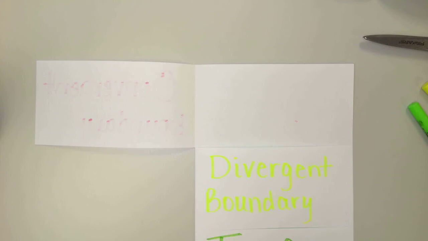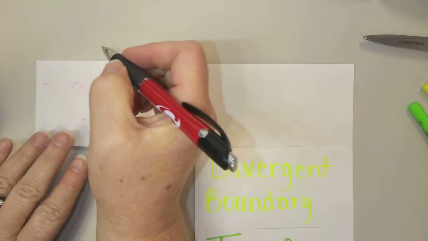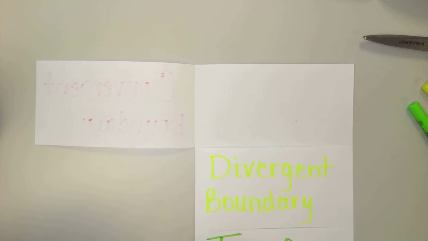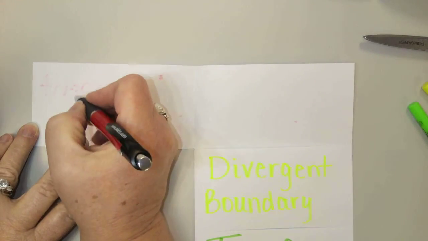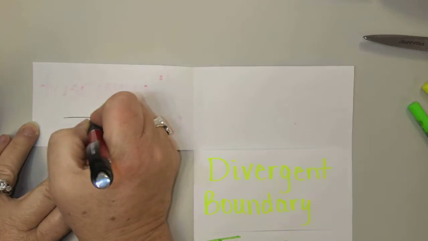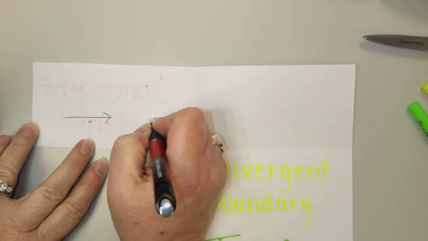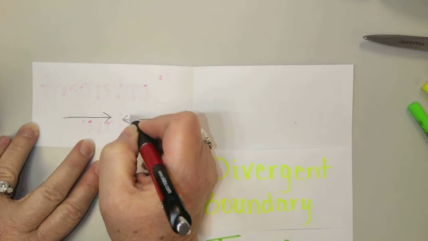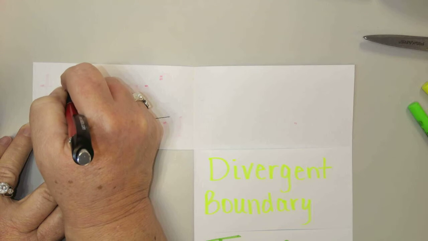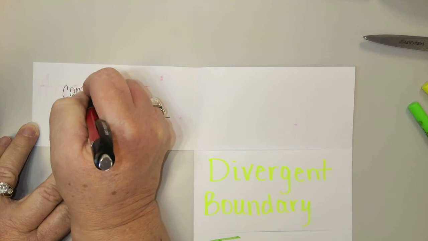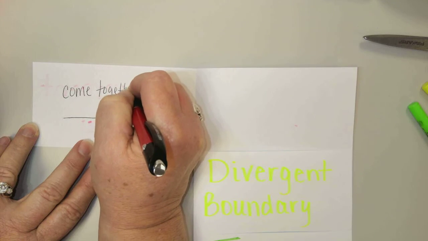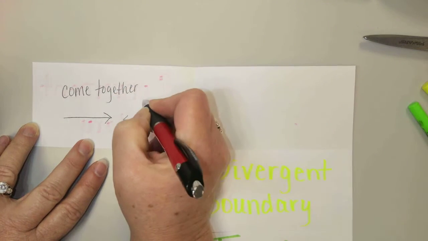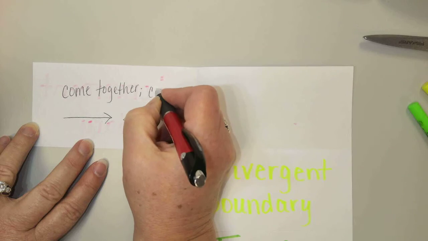A convergent boundary is one where the two plates that are side by side are coming together, or they're colliding. So we've got 2 plates and they're moving toward one another. They come together, or we could say that they collide.